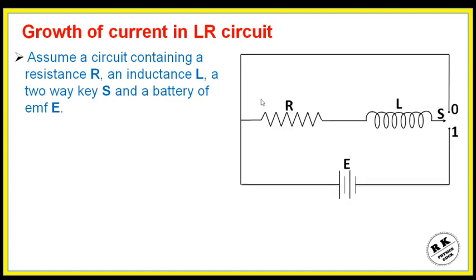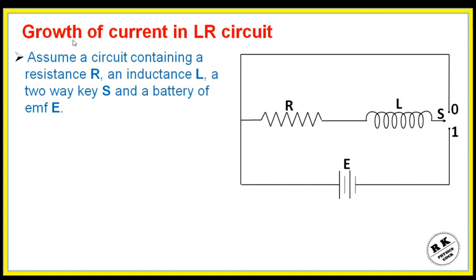Let us see the figure. Here is a figure. This is the resistance R and this is the inductance L, which are connected in series with a two-way switch S. This switch can be connected either to 1 or 0. If it is connected to 1, the battery will be connected in the circuit. If it is connected to 0, the battery will be disconnected from the circuit and there won't be any EMF in the circuit. This is the explanation of the circuit.